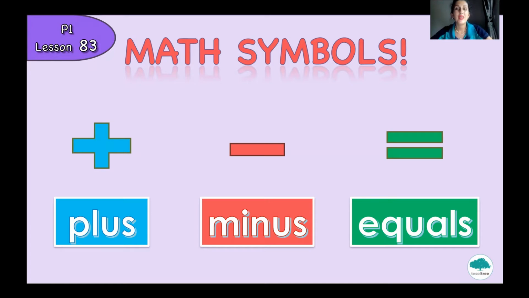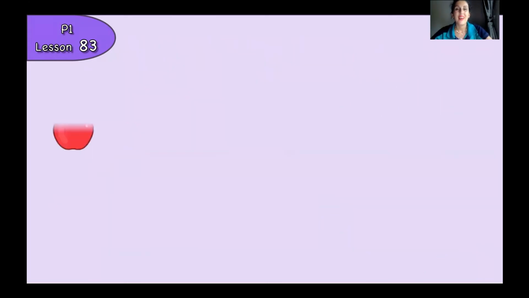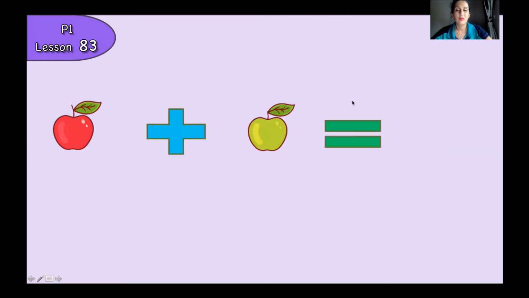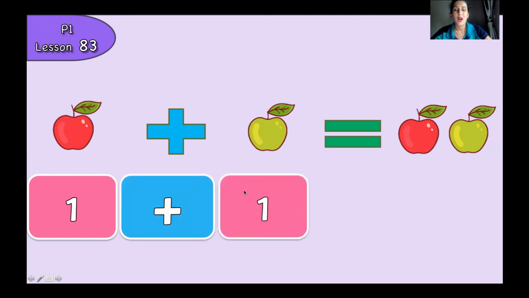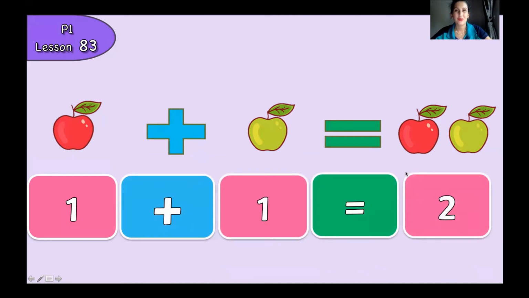Fine. So let's read the words one more time and repeat. Plus, minus, equals. Okay. And now let's practice. I want to show you the math problem. So as you can see, 1 apple plus 1 apple equals 2 apples. 1 plus 1 equals 2.